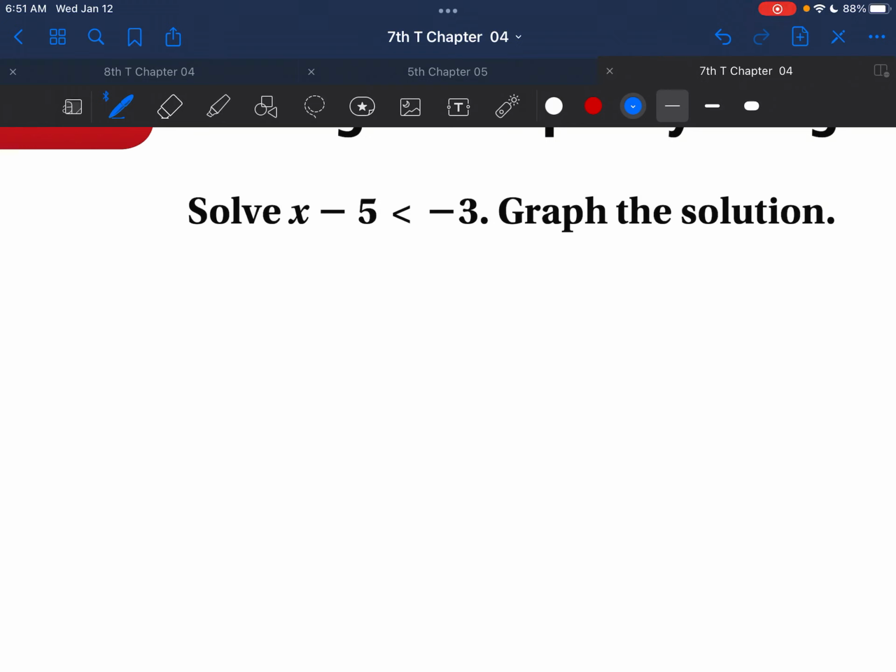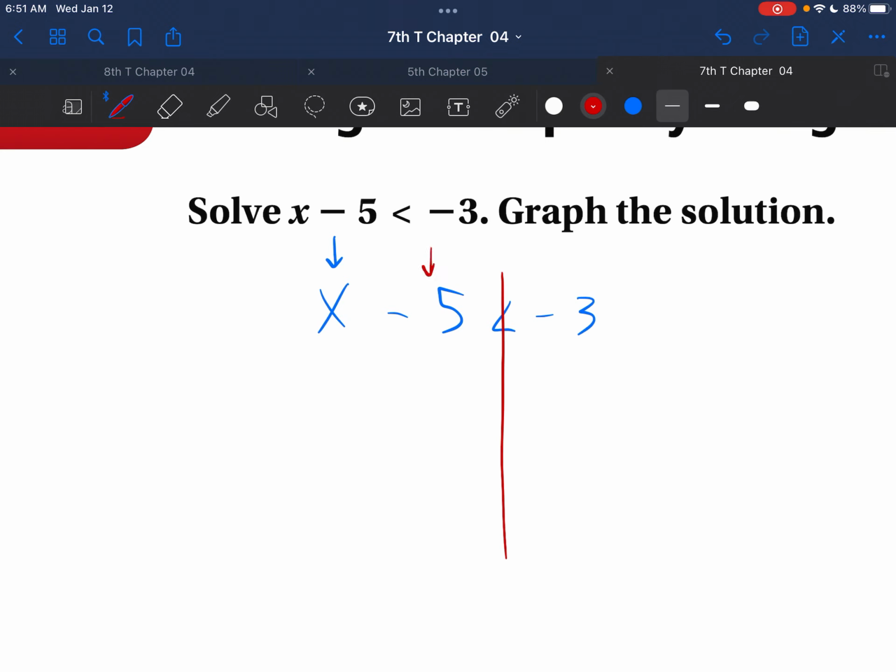All right, now we need to solve this problem just like we've been doing one-step and two-step equations. We're going to solve this the exact same way. So step one, make sure you write down your problem. x minus 5 is less than negative 3. Now we are trying to solve for this x, and to do that we want to get it all by itself. So we're going to separate our problem into two sides.